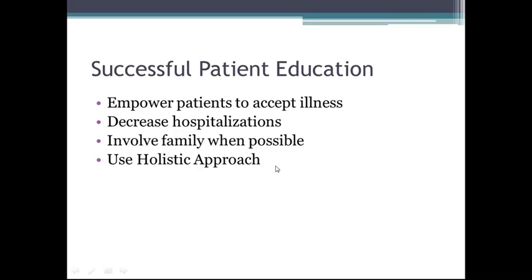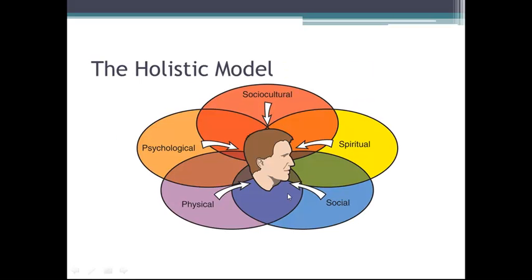And we use a holistic approach. What do I mean by a holistic approach? This here is the holistic model. We include 5 different aspects of a person's life when we do patient education. So sociocultural, spiritual, social, physical, and psychological.